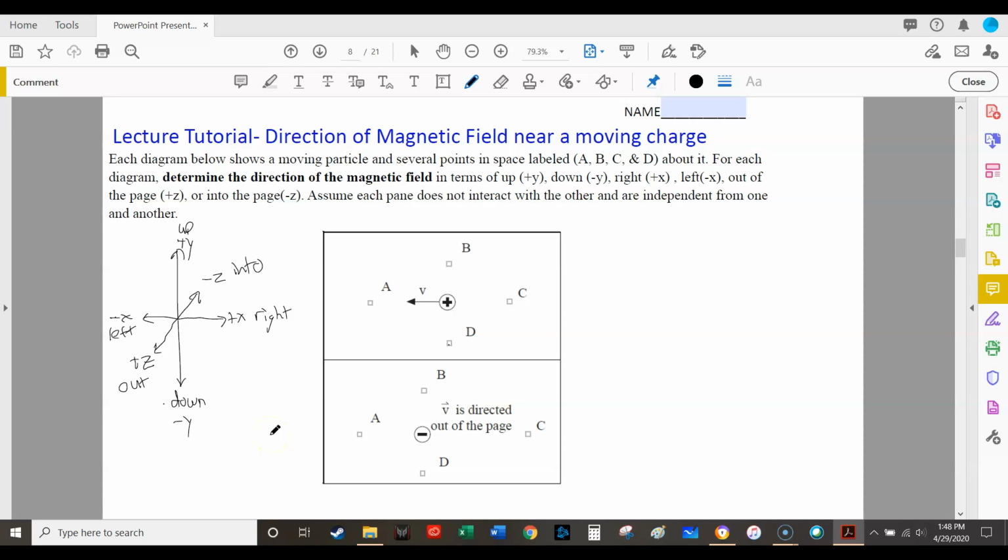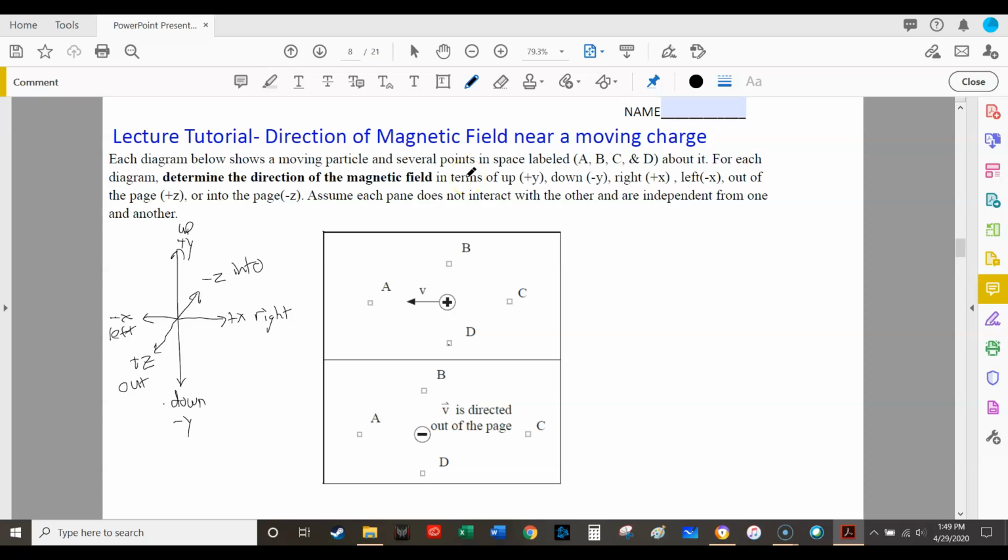Now you have to really be careful. This is called the right-hand rule. You must use your right hand. So you're going to point your thumb in the direction of the current, or also the direction that the positive particle is moving. All right? Try to go ahead and pause the video and just try this top one and figure out what the direction of the magnetic field is at each one of these points. Pause it now, please.